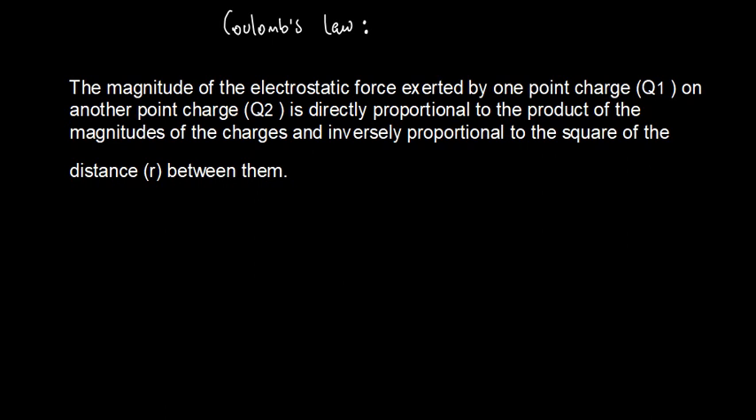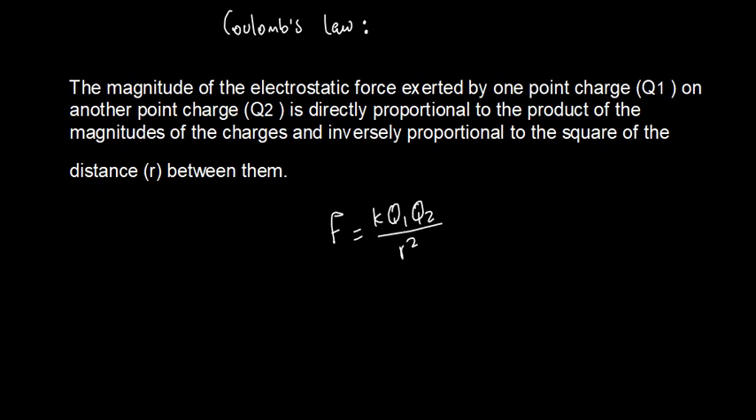Please try to ensure that you memorize this definition, good people, right? And after that, we shall understand that it can also be described in terms of symbols. So in terms of symbols, you can write it in this way. You can say F is equal to K Q1 Q2 all over r squared.